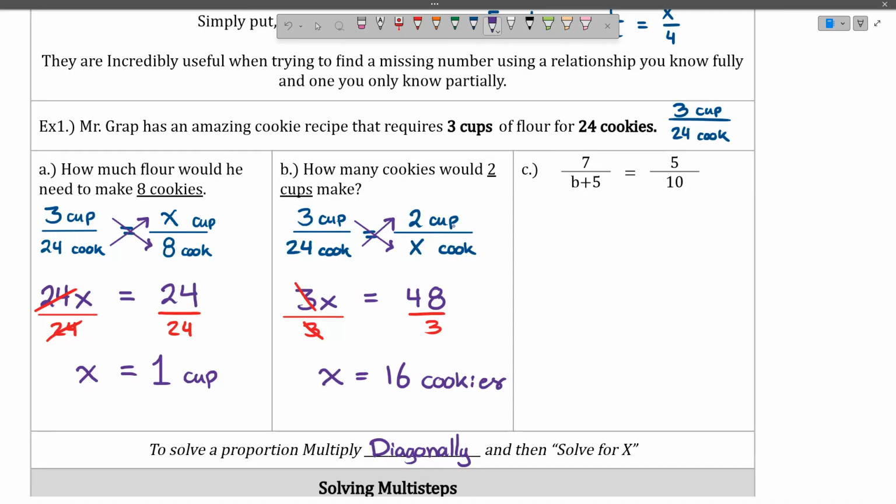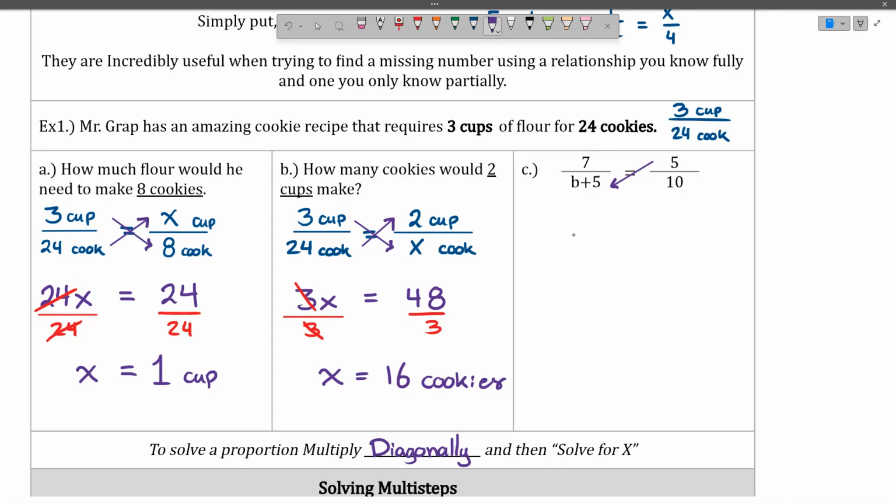Cool? All right, one more. This one doesn't have a real-life situation, but it is something you may see on a test or a final at some point. But I don't want it to scare you. I want you to understand that you just solve it the same way. I have 2 equal fractions, one that I know, one that I don't. And so to solve it, we're just going to cross multiply.